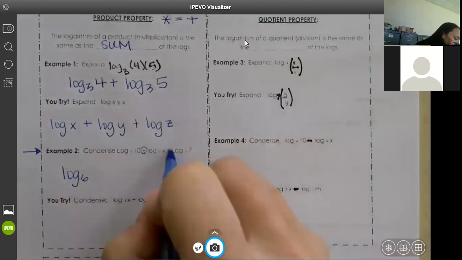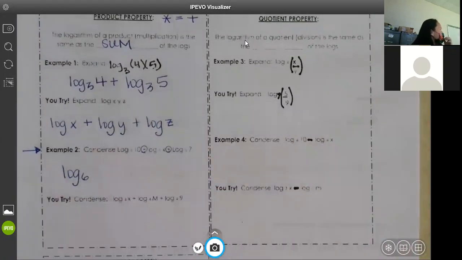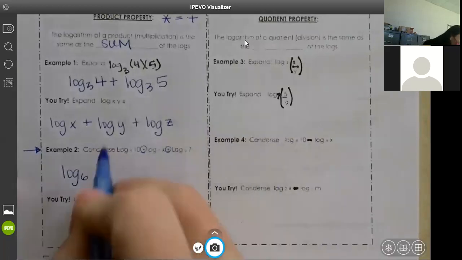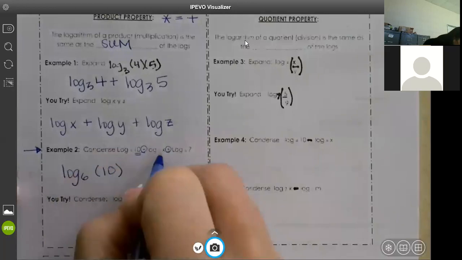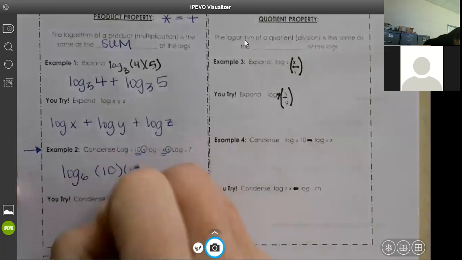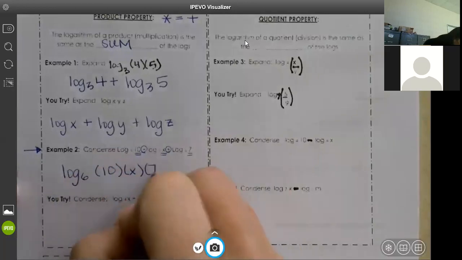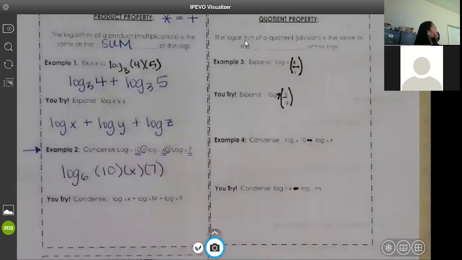So in each of these, see how it's plus? Plus is the same as multiply. So we're going to take 10 and multiply it to x and multiply it to 7. And I just want you to leave it like this for right now. Okay, just leave it like this. Can you put it together? Absolutely. You can have it as 70x. That is perfectly fine. And you'll want to do that. I just want you to see the property right now.